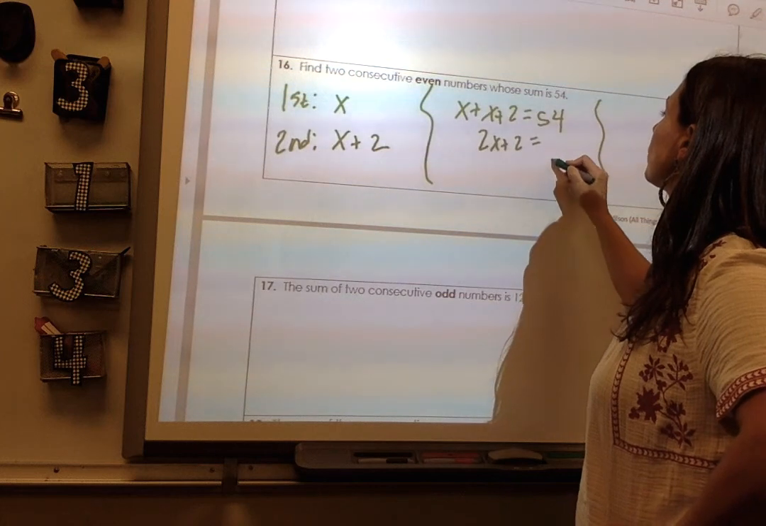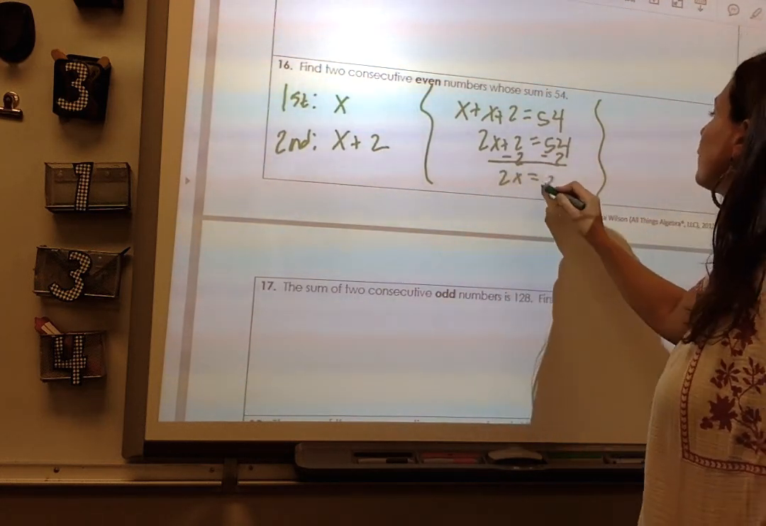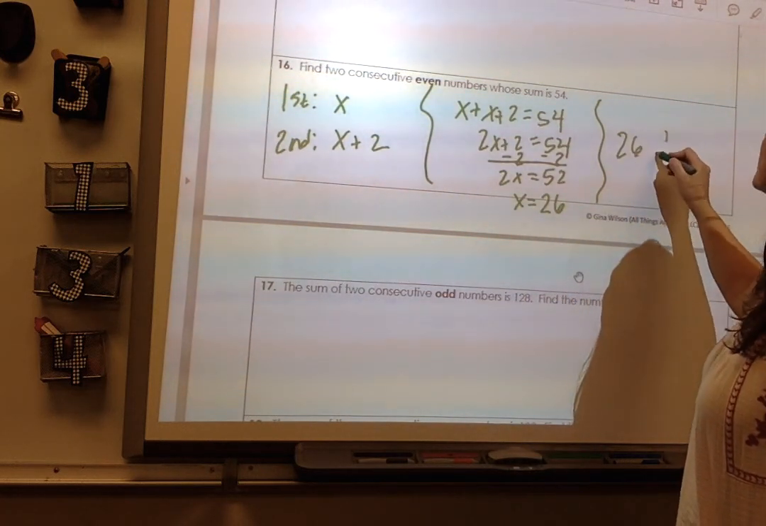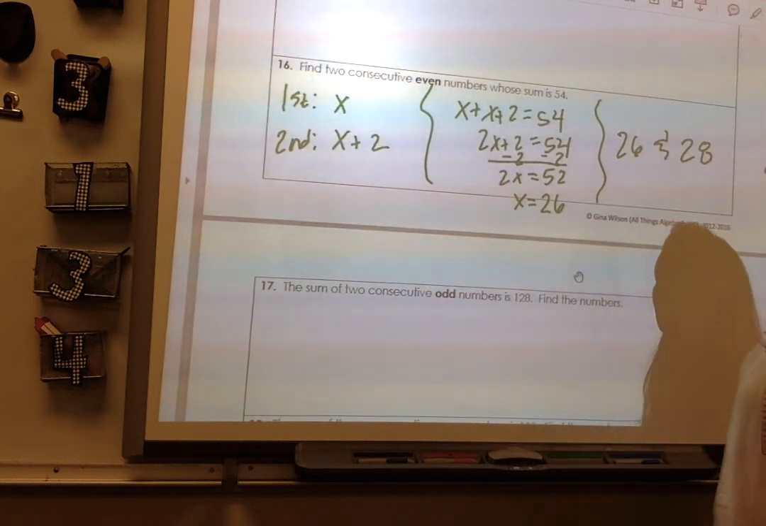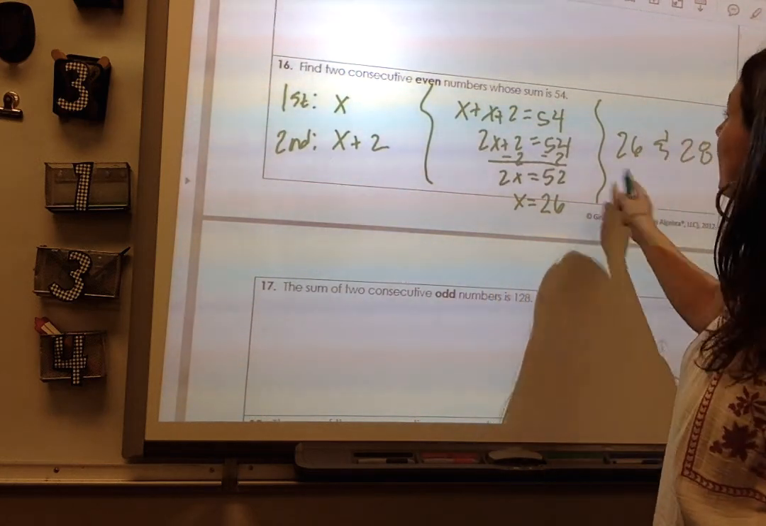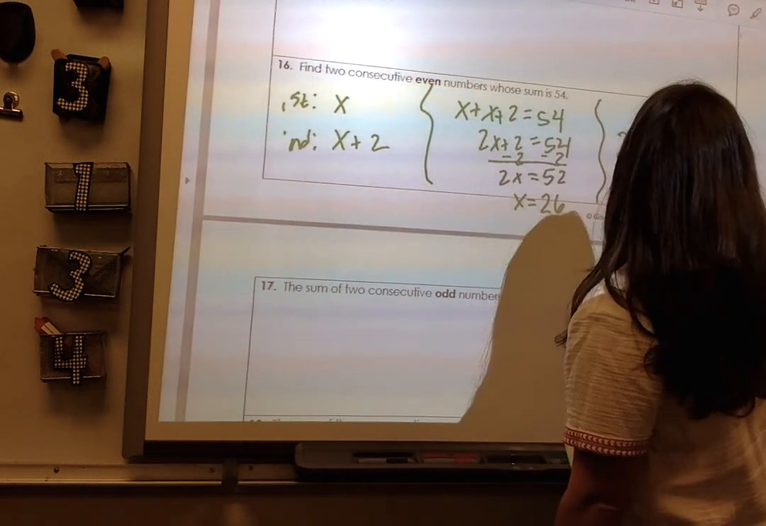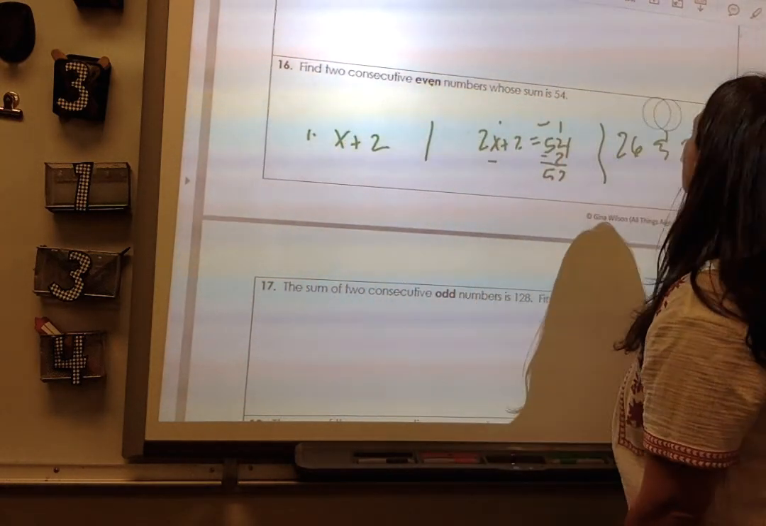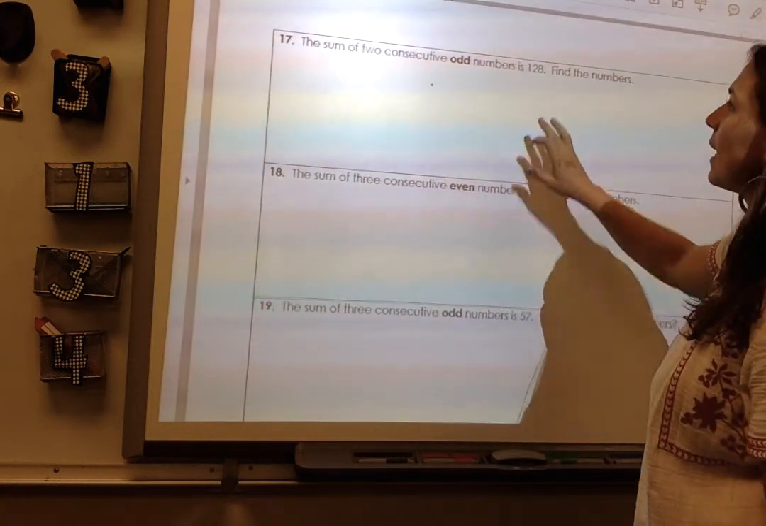2x plus 2 equals 54. So subtract 2, and I get 2x equals 52. x then equals 26. So 26 and 28 are going to be my consecutive even numbers. A good way to check this is, one, make sure they're even, and then do they add up to 54? They do. So that's good. Right? Now, let's do a consecutive odd one and see what the difference is on setting that up.